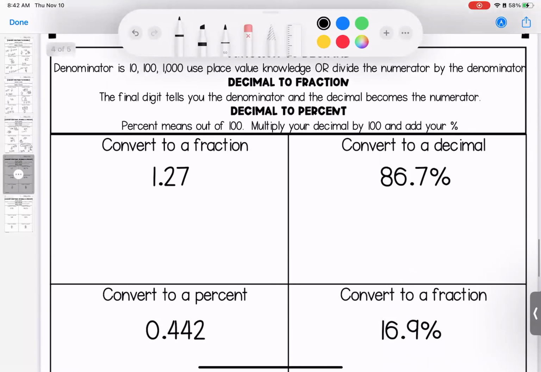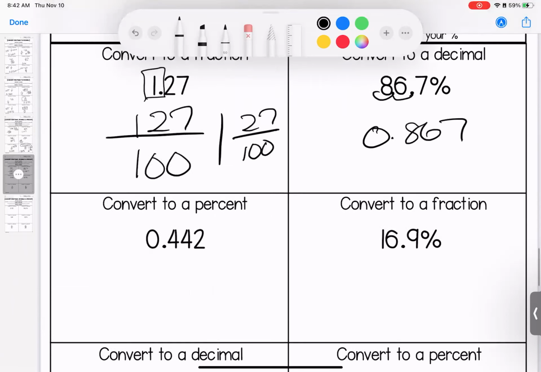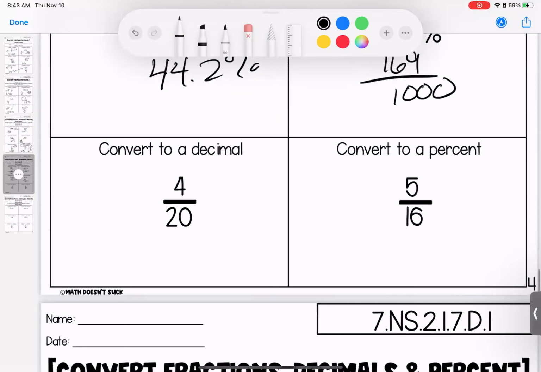All right, next page, convert it to a fraction. We have a whole number. We're making it a fraction. We have some options. We could say 127 over 100, or you could say 1 and 27 hundredths. We have some options there. Converting this one to a decimal, divide by 100. 867 thousandths. Convert to a percent, times by 100, 44.2%. Convert to a fraction. This would be 169 over 1,000. If you have any questions on that, bring that to class.